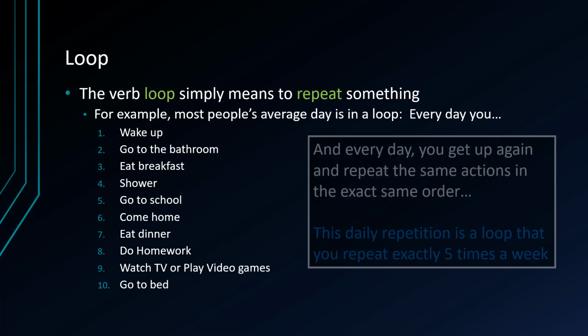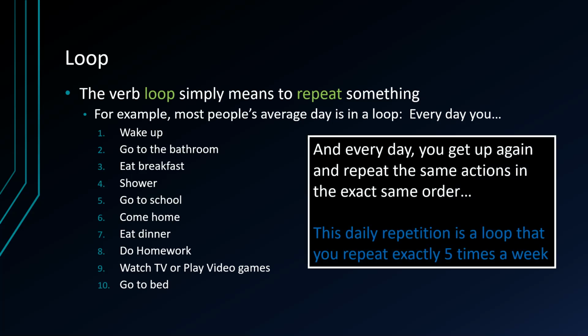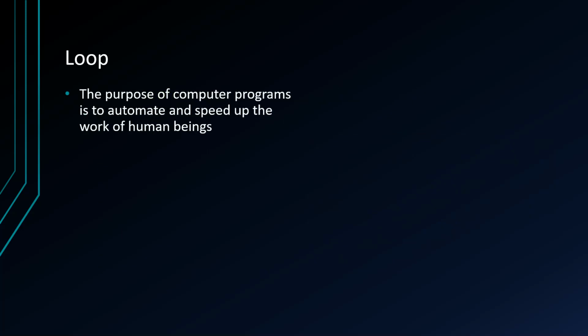How often do you do this? Well, you do this about 5 times a week. This daily repetition is a loop that you repeat exactly 5 times a week. That's all a loop is. Repetition, repetition, repetition. So the purpose of computer programs as a whole is to simply automate and speed up what we as human beings do. That's why we created them.